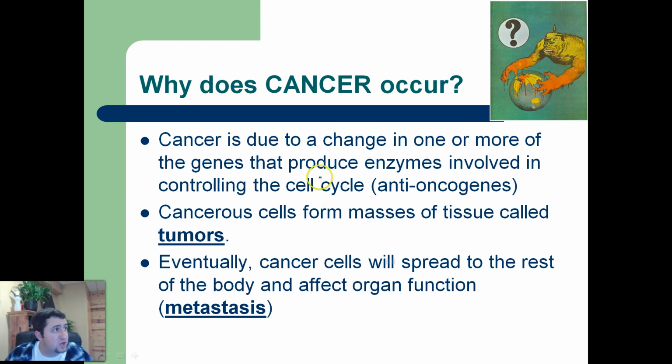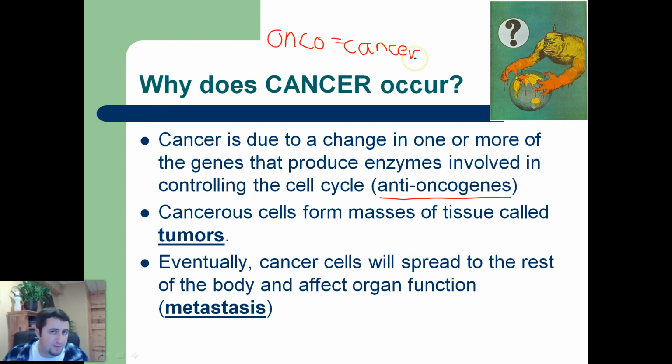Well, it's due to a change in one or more of the genes that produce enzymes involved in controlling the cell cycle. So once we have genes that no longer work, they're going to produce enzymes that no longer work, and those enzymes are not going to be able to control the cell cycle anymore. Those genes that produce enzymes that control the cell cycle are called anti-oncogenes. Now, that sounds like a pretty complicated word, but check this out. Onco is a Latin word for cancer. So anti-cancer genes makes a little bit more sense.